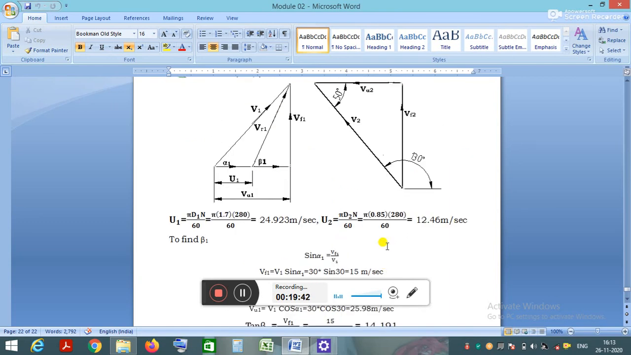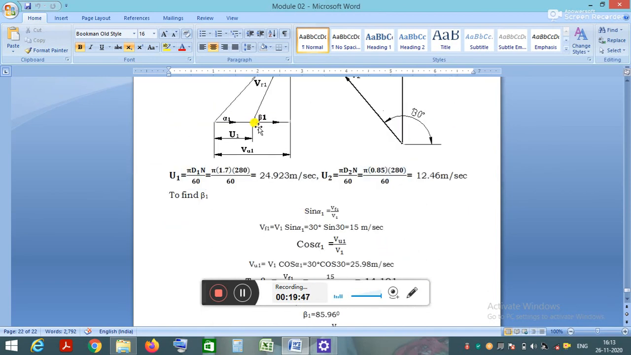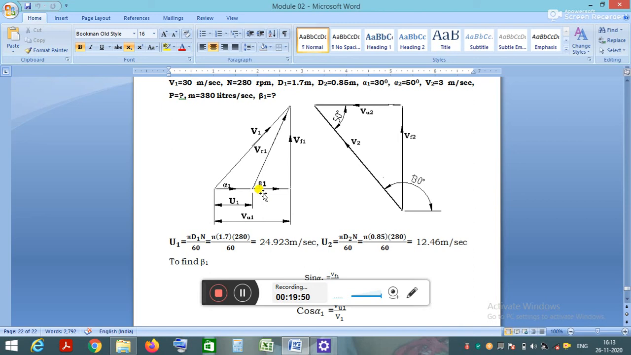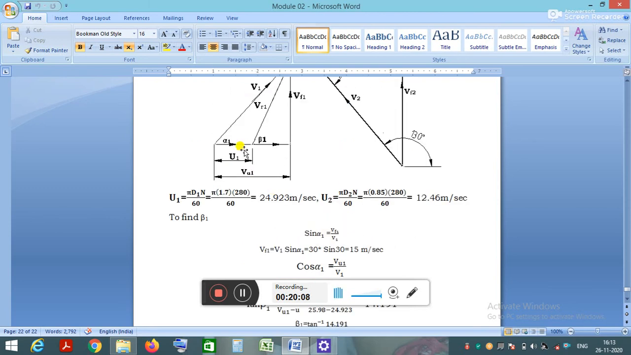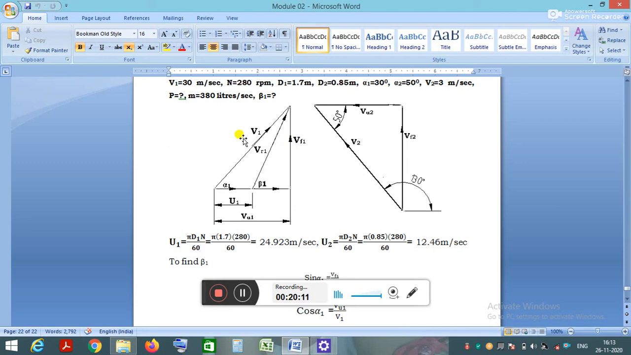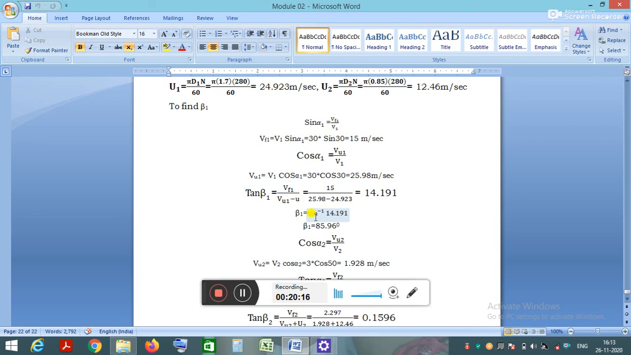He also asks us to find the blade angle at the inlet. Tan beta 1 equals vf1 by v suffix u1 minus u1. We already found v suffix u1, and u1 is already known. Therefore, the only thing we need to find out is v suffix f1, which can be found using the relation sin alpha 1 equals vf1 by v1. We found here the vf1. Substituting, we can find out the blade angle at the inlet, which is beta 1.